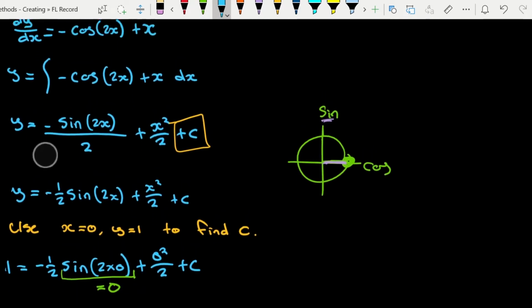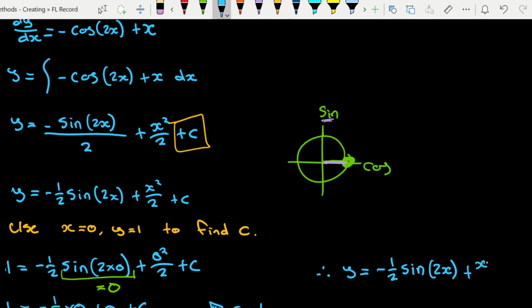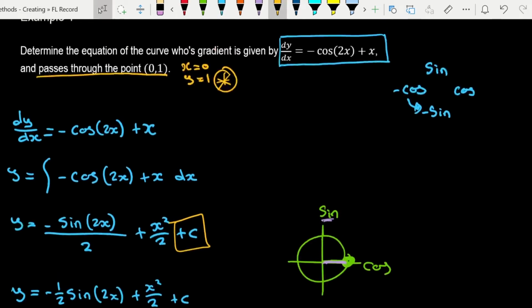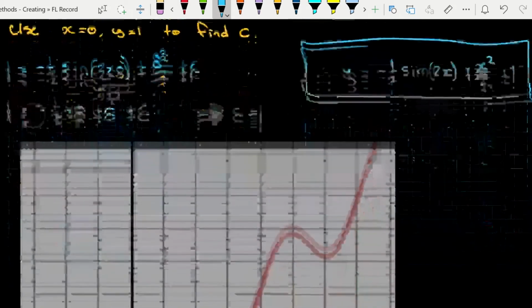Taking this one step further here, I can say I've got 1 is equal to -1/2 times 0 plus c. So really that's saying that c is equal to 1, and therefore I've got a function which is -1/2 sine of 2x plus x squared on 2 plus 1. That is the function which is the curve that passes through this point here, and its slopes are given by that. And so we can do a little bit of a verification here.